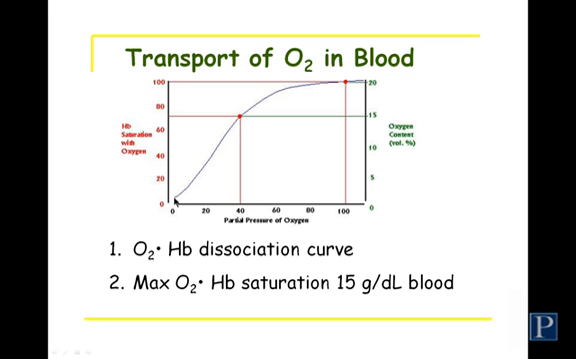Now, if we look at this curve going this way, at low levels of oxygen, it's hard to pick it up. As it goes up, it picks it up fairly easy. So with a very small difference in partial pressure, the hemoglobin molecule will pick up oxygen very readily. So this is why I want to talk about it this way.